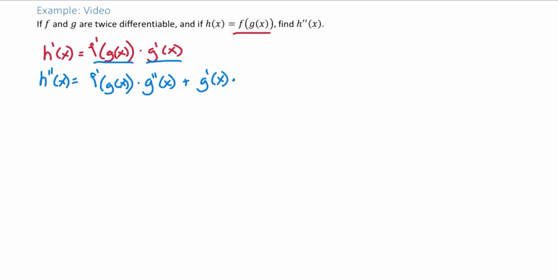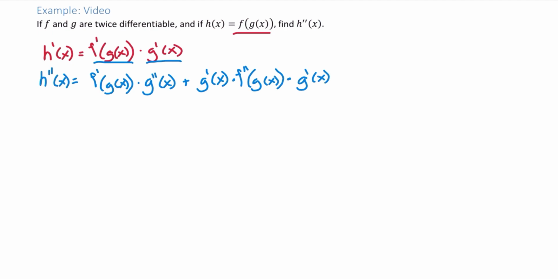And again, notice the derivative of the first is going to require the chain rule. So we take the derivative of the outside, which will give us f double prime of g of x, copy the inside, and then multiply by the derivative of the inner function, which will give us g prime.